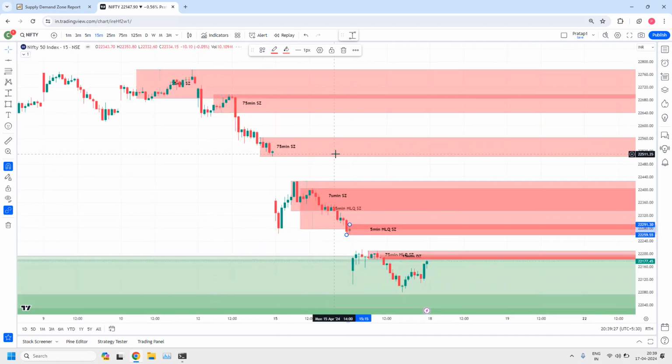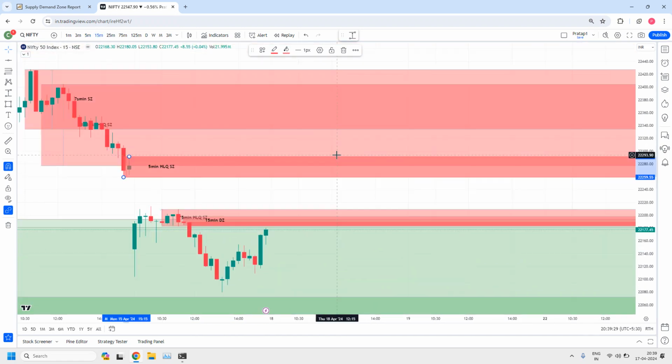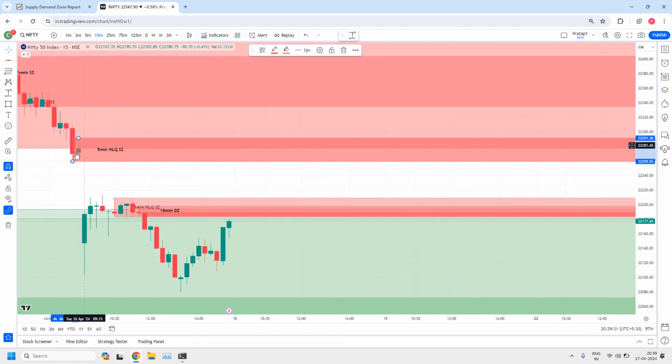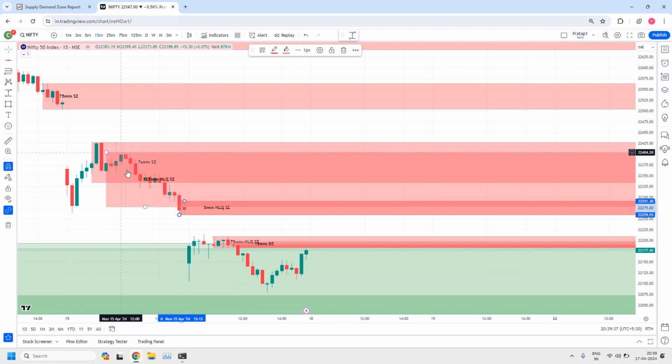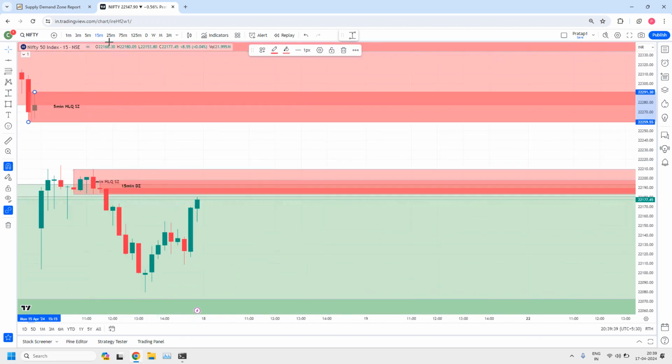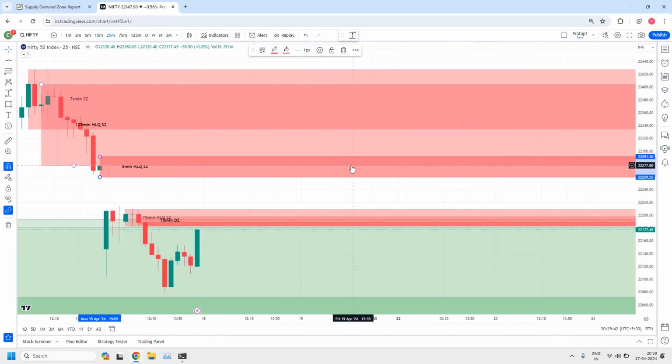Is there any 15-minute zone confluence here? Yes. We have a drop, single base candle, drop. This is a 15 minute zone. That means it is a fine-tuned zone in this 75 minutes area. Even the 25 minutes, see here. We have a drop, 25-minute zone, drop. Inside this is also a 15 minutes zone.